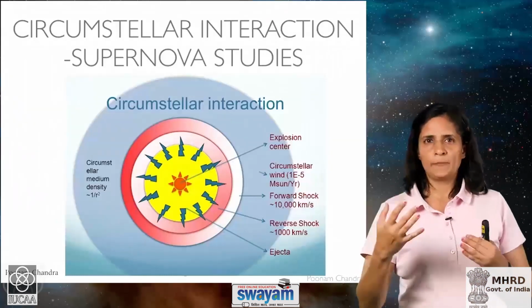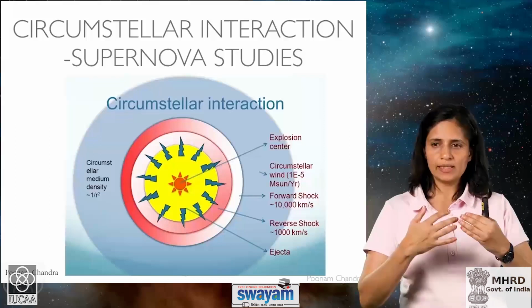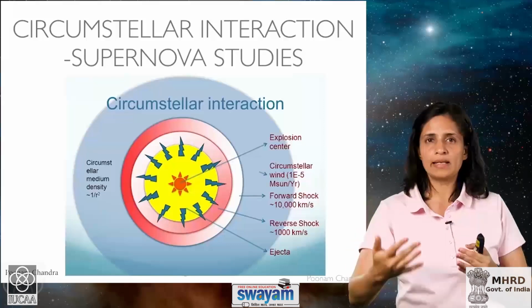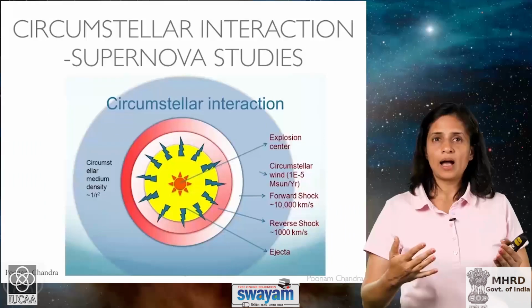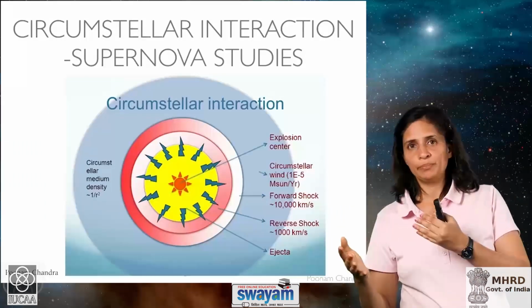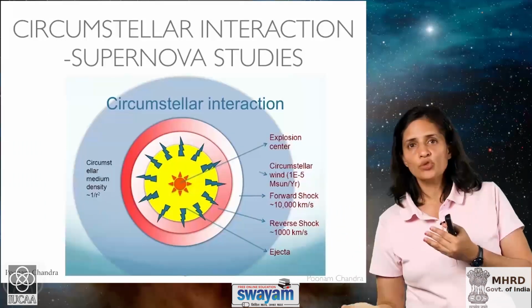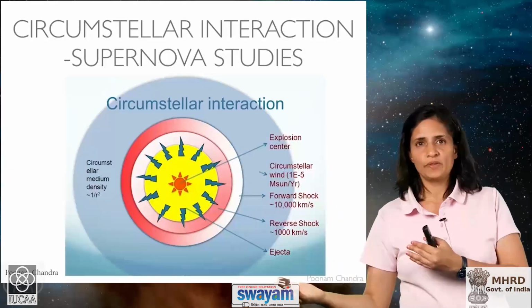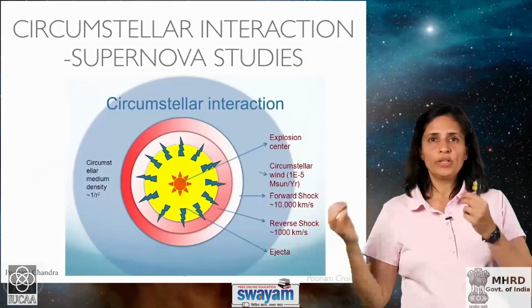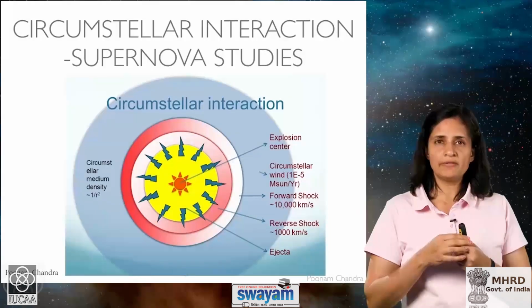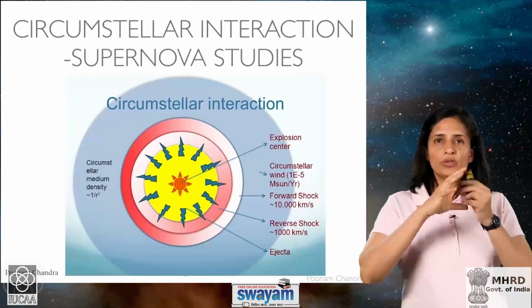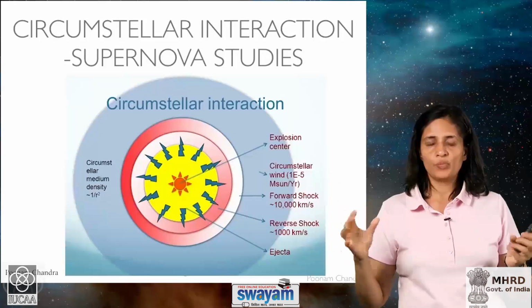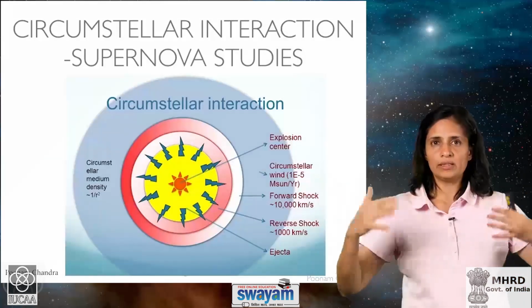What does that mean? What that means is that I am trying to understand these phenomena after the explosion has taken place, and trying to recreate the history of the explosion based on these observations. And what do I use for this? I use the fact that the outer layer of these stars, or progenitor stars, is losing its mass.